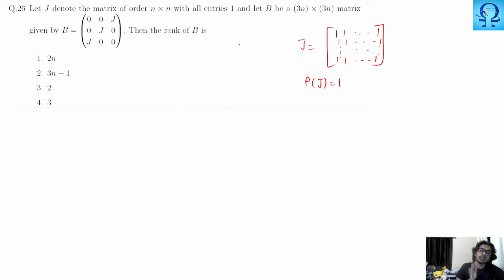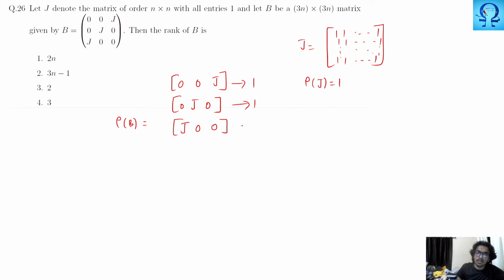Okay. And actually in this problem we are asked to find out the rank of B. Rank of B, and B is defined in this fashion. So this first block, 0 0 J, has rank 1. This 0 J 0 has rank 1. This J 0 0 has rank 1. Okay, so from this we get only one linearly independent row. From this we get another independent row. From here we get another independent row. And when we check these three rows, they are independent. So rank of B is 3. No matter what your n is, rank of B is 3.